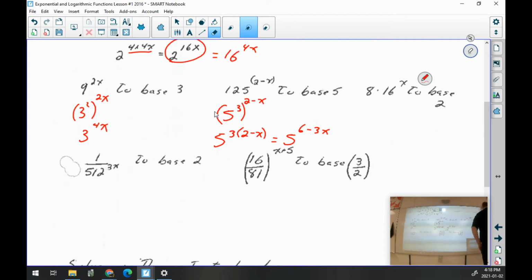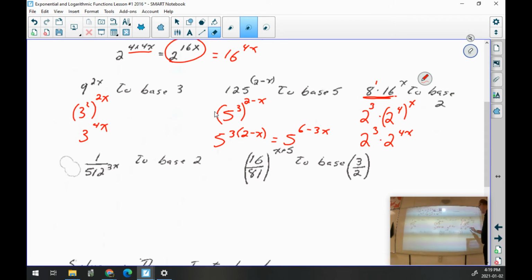8 times 16 to the power of x. We want to write it as one term, 2 to the power of some exponent. 8 can be written as 2 cubed. 16 can be written as 2 to the power of 4. Now we're at 2 cubed times 2 to the power of 4x. We have the same base now. We could not simplify this with those guys because they don't have the same base. We have 8 to the 1 times 16 to the power of x. We now have the same base.